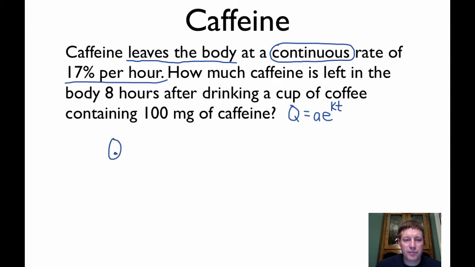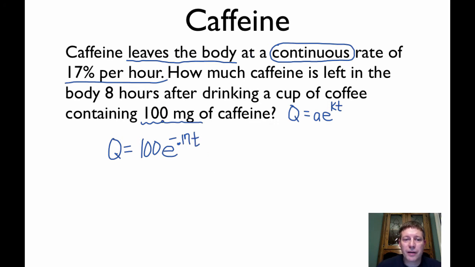The quantity that's in your body at any particular time is going to be the amount that you started with, which I see is listed here as 100 milligrams, times e to the continuous growth rate. Well, this is actually a decay rate of 17%, so we want to write that as negative 0.17t. So that would be the formula for this problem.